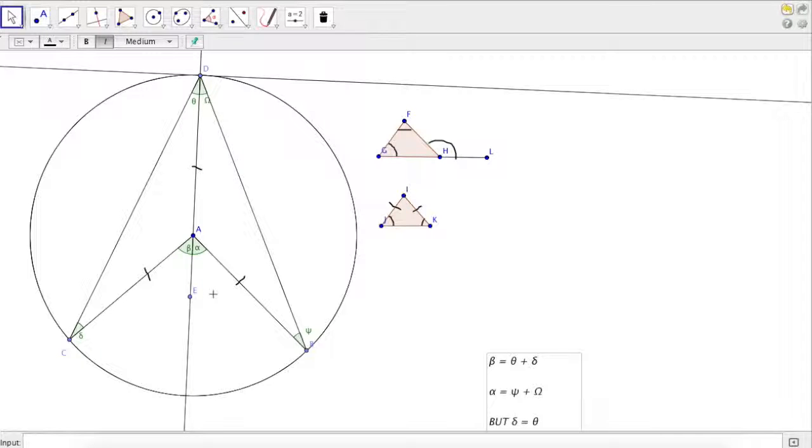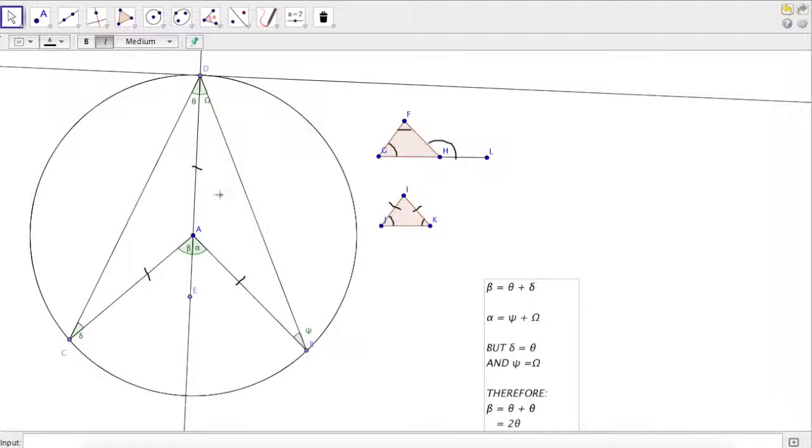Then if we look at triangle ABD, it's also an isosceles triangle because AB is equal to AD. So the base angles of this triangle are equal to each other. So this angle omega is equal to psi. So we've said that beta is equal to theta plus delta, and we've also said that theta and delta have the same value. So we can say that beta is therefore equal to 2 theta.